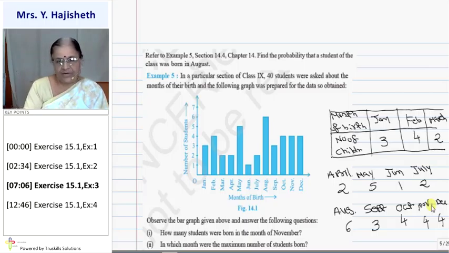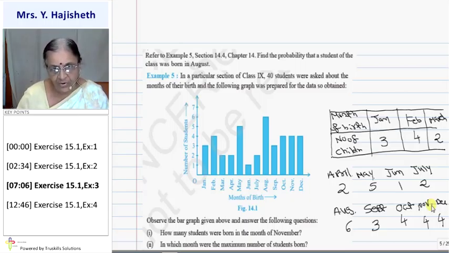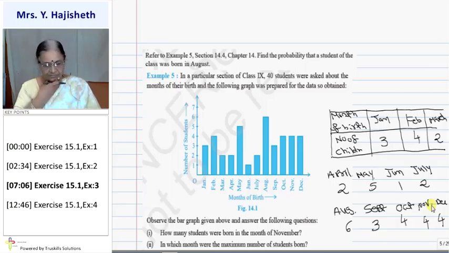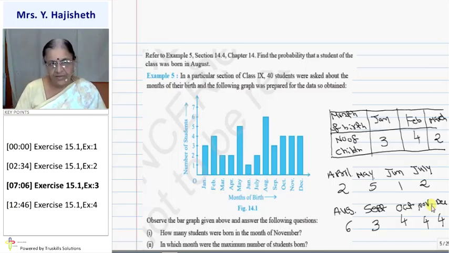And you are asked to find out, observe the bar graph given above and answer the following questions. First question is, how many students were born in the month of November? Answer is 4. In which month were the maximum number of students born? August. Clear?